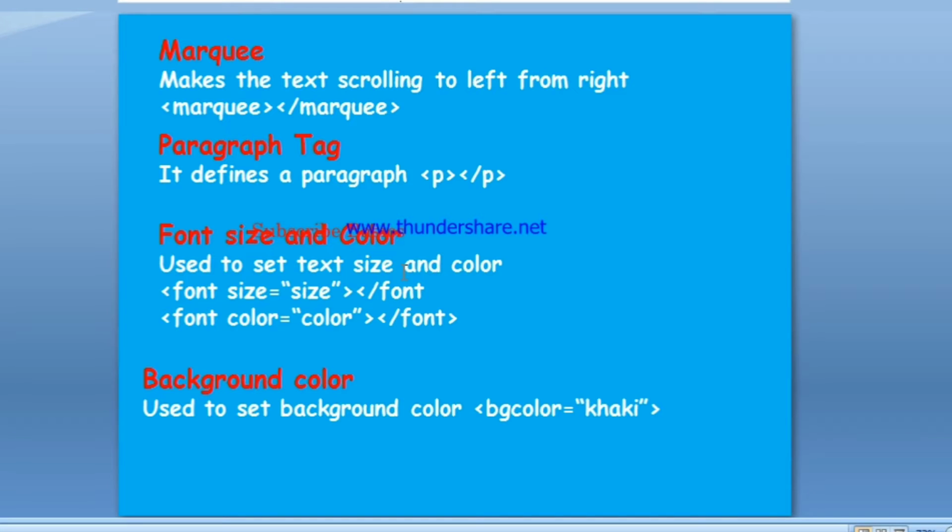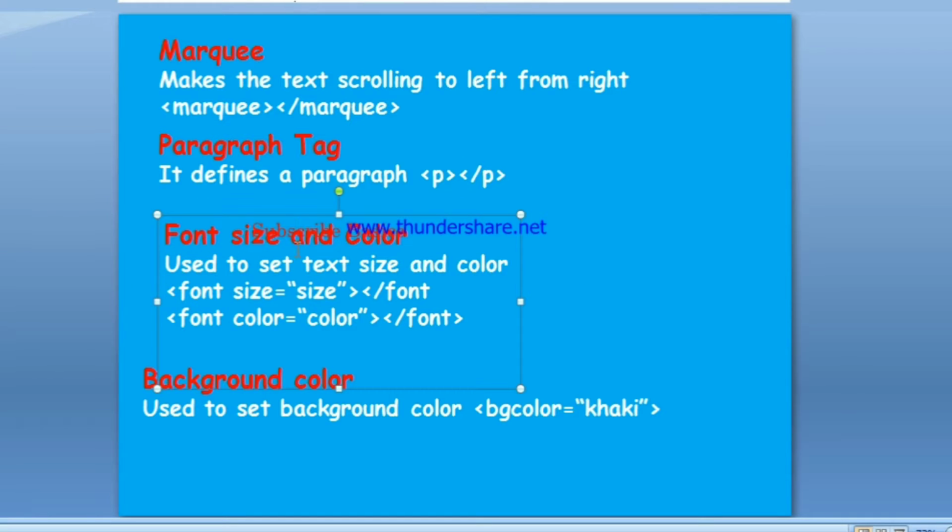Marquee: make the text scroll from right to left. You can see the code to write. First the marquee on tag and marquee off tag, and in between we have to write the text. Then the paragraph tag defines the paragraph. First the paragraph on tag, then the off tag. Same as font size and color.